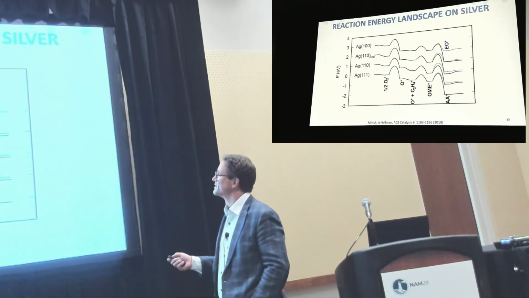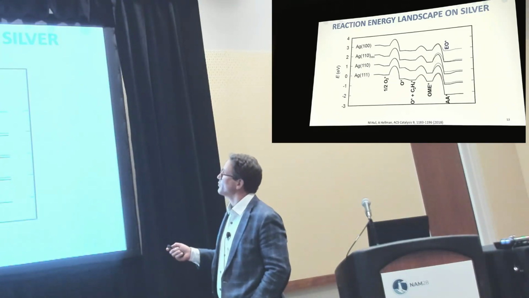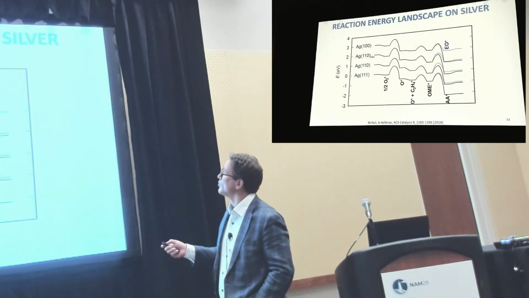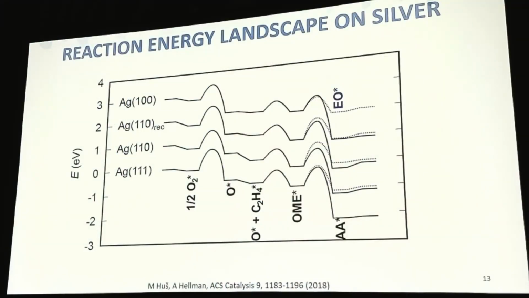But the main part is that only for the open one here, so that's the 100 surface, you actually have a favorable pathway to the ethylene epoxidation. For the other ones, that pathway is slightly higher than just getting to the AA product. So of course, looking at the reaction landscape, you would probably say this is the favorite one. This is what you would go for if you want to have high selectivity for EO.